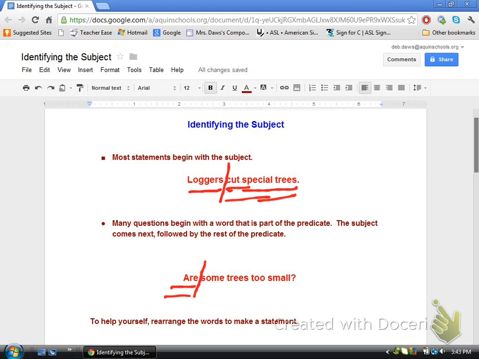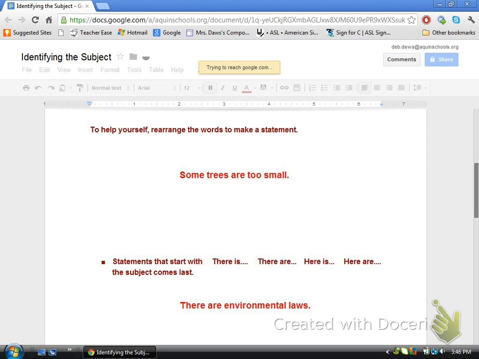We're going to find our subject now. Some trees would be our subject. We're going to divide again, and then we'd underline twice for too small. Okay, questions can be some of the hardest ones to do.